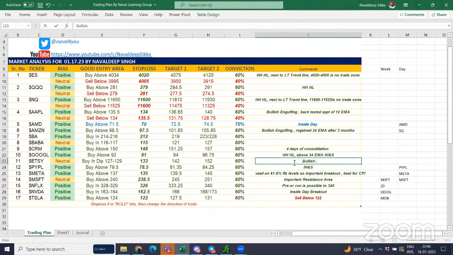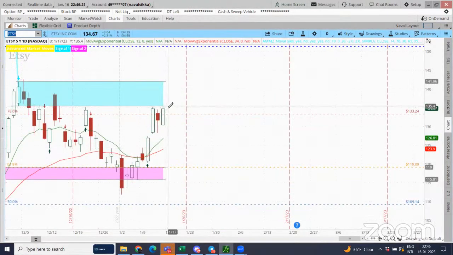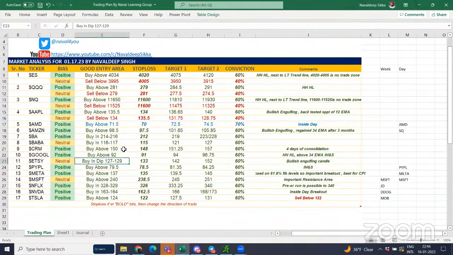It's a bullish engulfing candle. And I want to buy above 136.